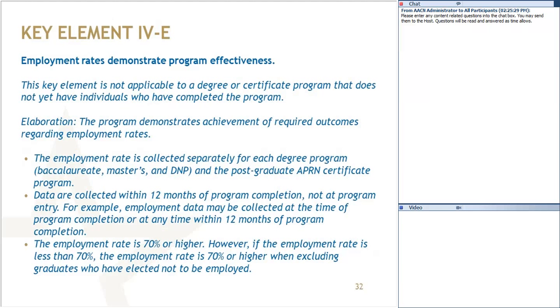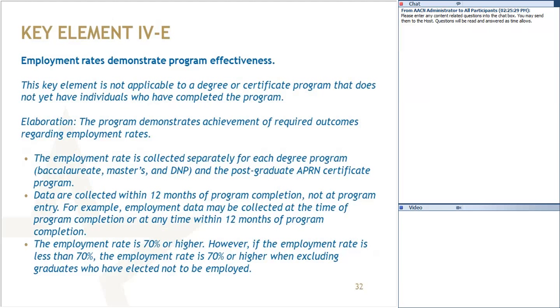Okay, 4E addresses employment rates. And the first statement there, again, if you haven't graduated anybody from your program, then this key element is not applicable to you because you wouldn't expect people to be employed yet. So how are you going to look at your employment rates? How are you going to calculate it? There are a number of bullets that tell you how to do that.